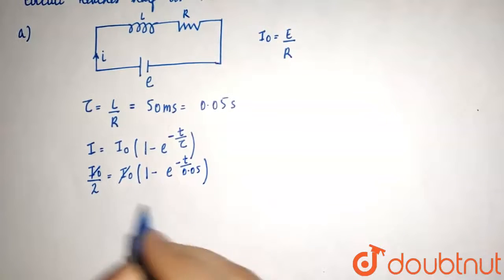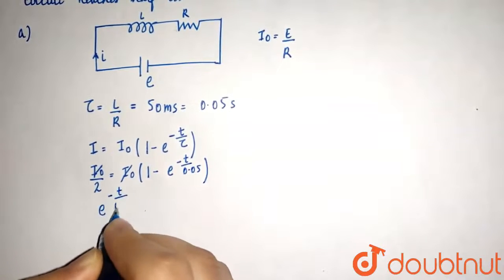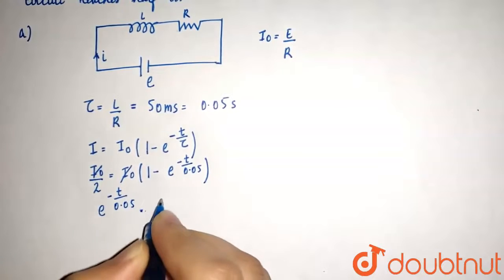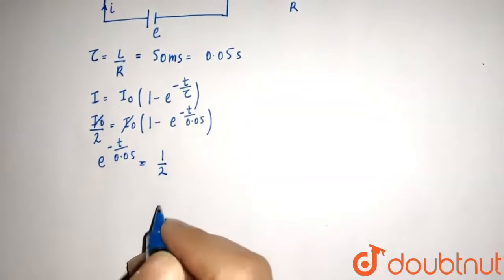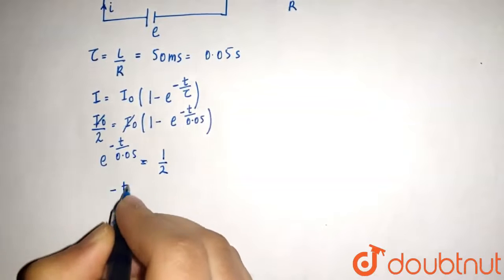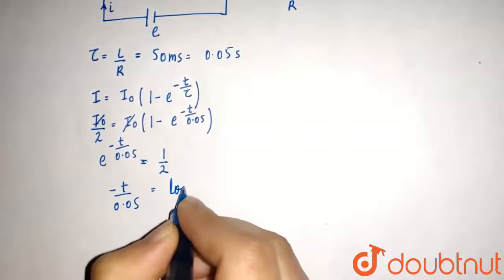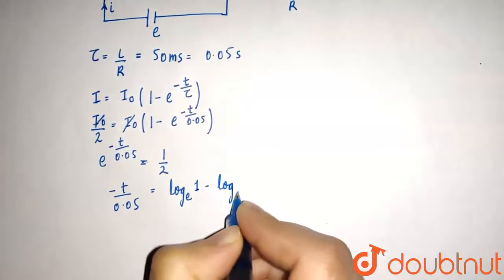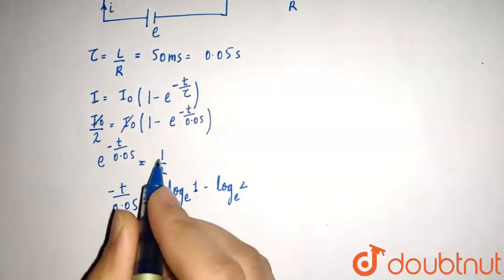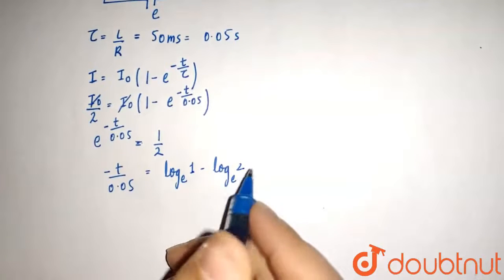So if we take it here and this here, we can write it as e to the power minus t by 0.05 is equal to 1 minus 1 by 2, that is 1 by 2. So we can write it as minus t by 0.05. Taking e here, it becomes log to the base e, log 1 minus log to the base e 2.